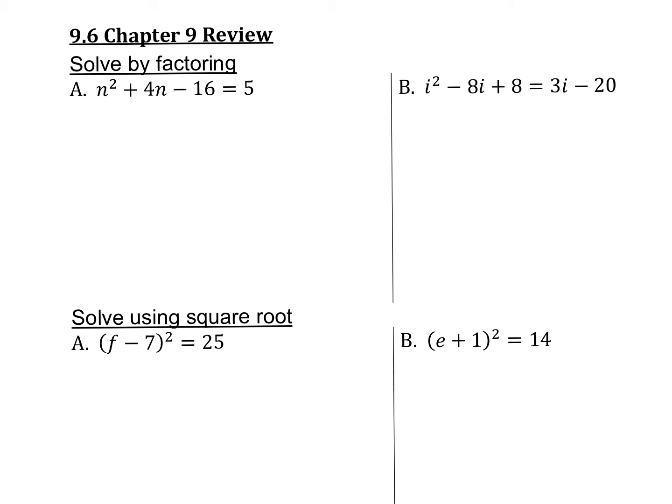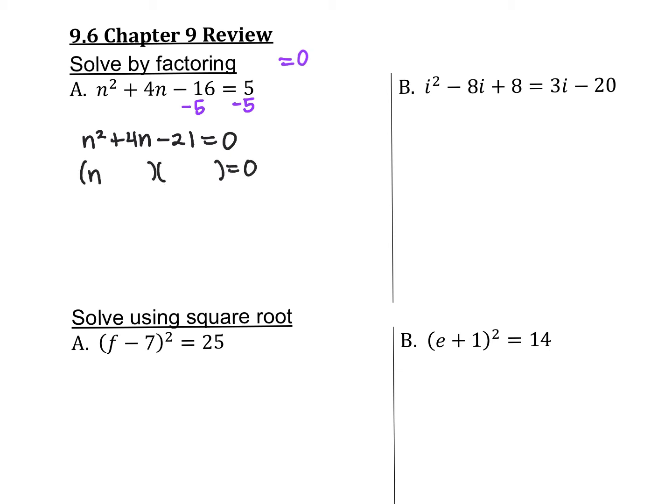If you recall, the first step in solving by factoring is standard form, so the most important thing, make sure it equals 0 first. Okay, so if I look at A, n squared plus 4n minus 16, it's in standard form, but it doesn't equal 0. So to make it equal to 0, I will minus the 5. If I do minus 16 minus 5, I get minus 21 equals 0. Now I can go ahead and factor it.